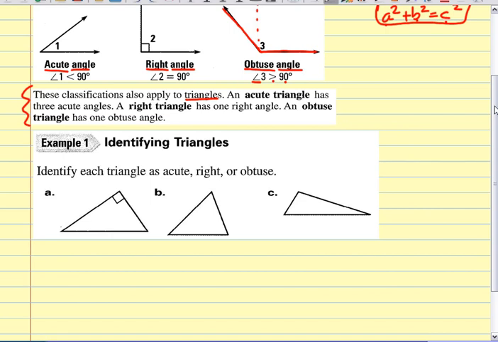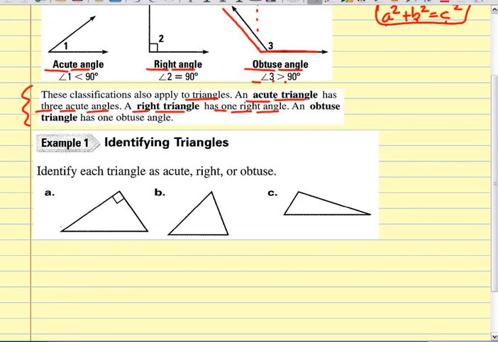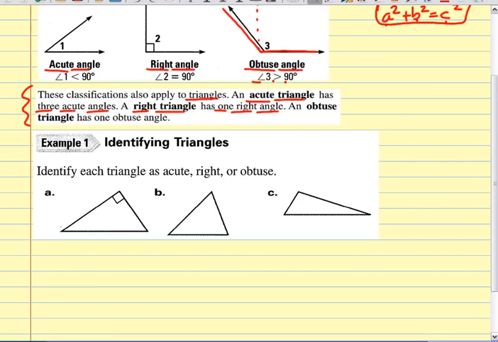An acute triangle has 3 acute angles. All 3 of them are less than 90. A right triangle has 1 right angle. And then lastly, an obtuse triangle, whoa, look out. An obtuse triangle has 1 obtuse angle.